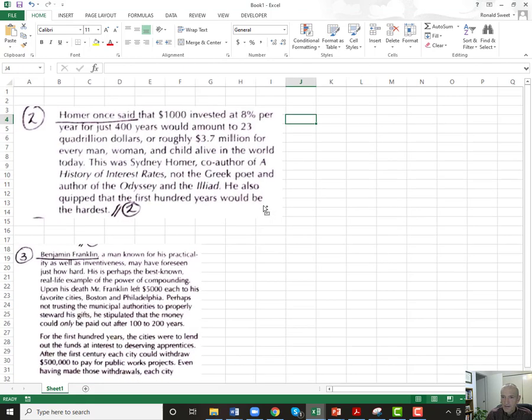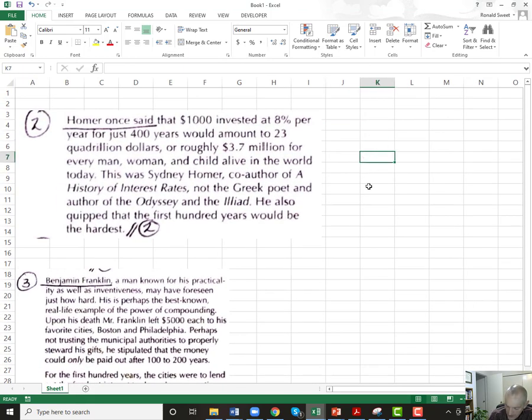So let's see if we can figure this out. $1,000 invested at 8% for a year. He's not saying you invest $1,000 every year for 400 years. He's saying you invest $1,000 today and you're going to invest it at 8%. So remember this, we're going to say the future value equals the present value times 1 plus our rate, I use an I for that, raised to our n. So we're going to say $1,000 times, and what is our rate? 1 plus 0.08. What is our n? 400 years.